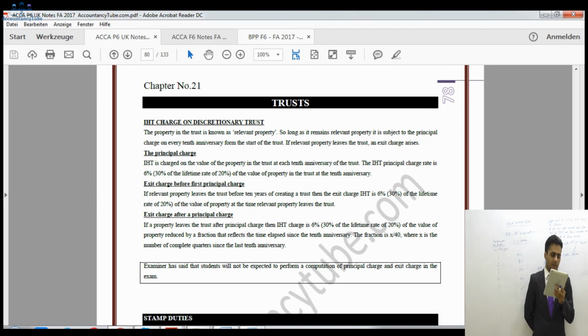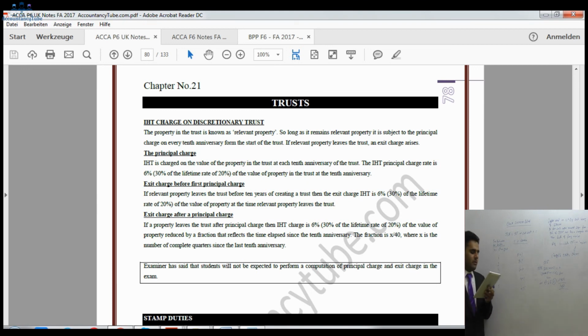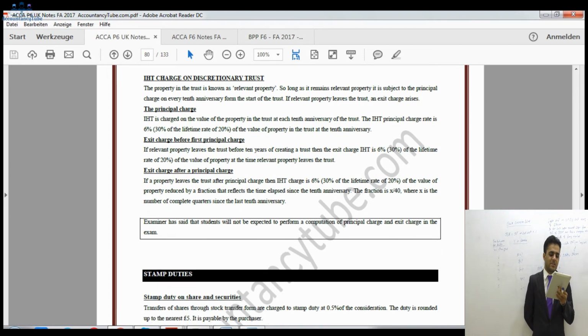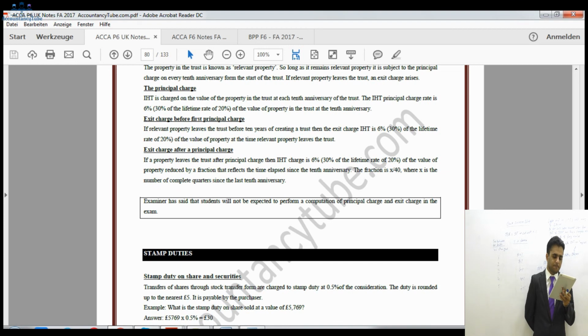The property in the trust is known as relevant property. So long as it remains relevant property, it is subject to the principal charge on every 10th anniversary from the start of the trust. If relevant property leaves the trust, there will be an exit charge applied on that. So there will be a principal charge on every 10th anniversary as long as it remains within the trust. So the IHT charge is on the value of the property in the trust at each 10th anniversary of the trust. The IHT principal charge rate is 6%.